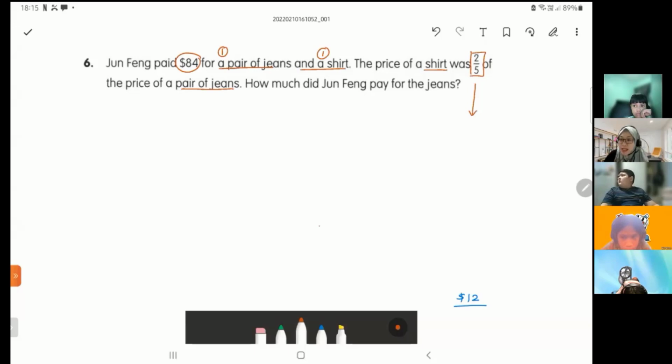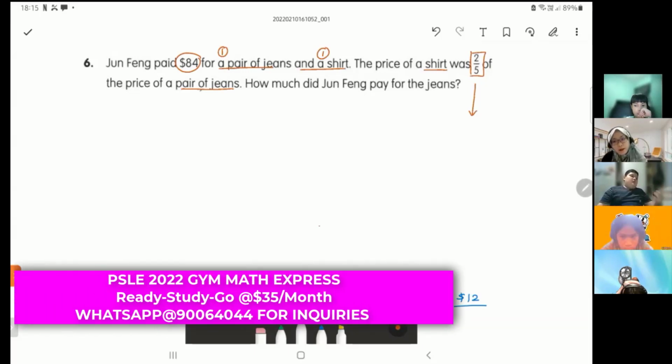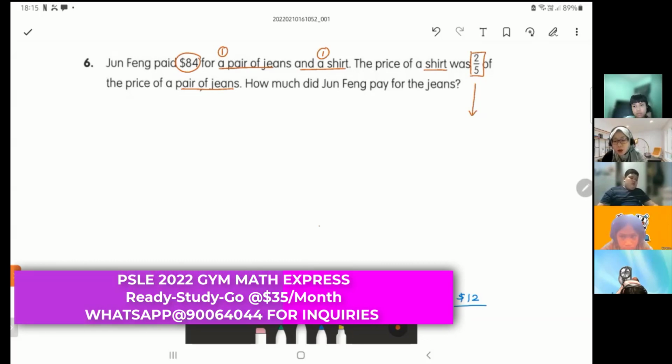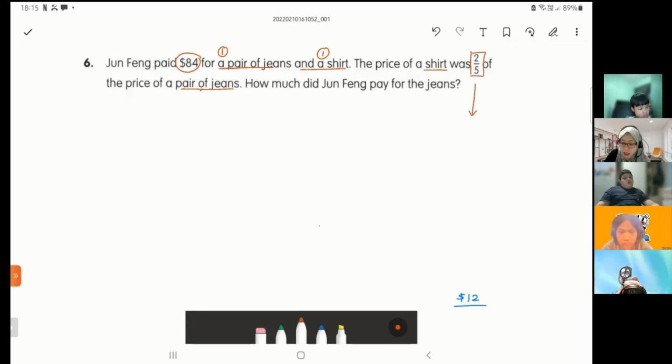you know that it's going to be times, right? You know that 2/5 of something means 2/5 times what? But the thing here now, if I say 2/5 times the jeans, I don't even know how much the jeans are, right? So I can't just say 2/5 times 84. Then you are wrong, because 84 is the total price of the jeans and the shirt. You cannot do that. So I'm going to bring down this fraction first.